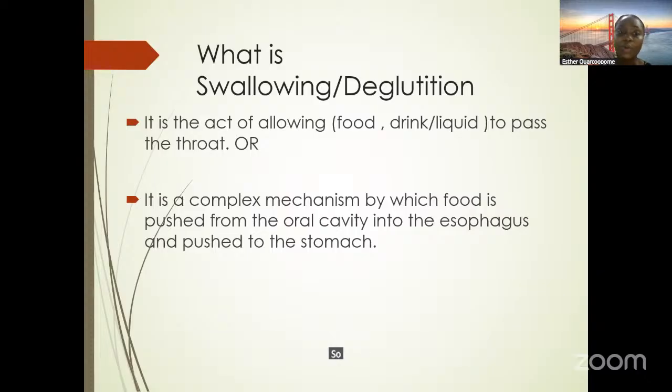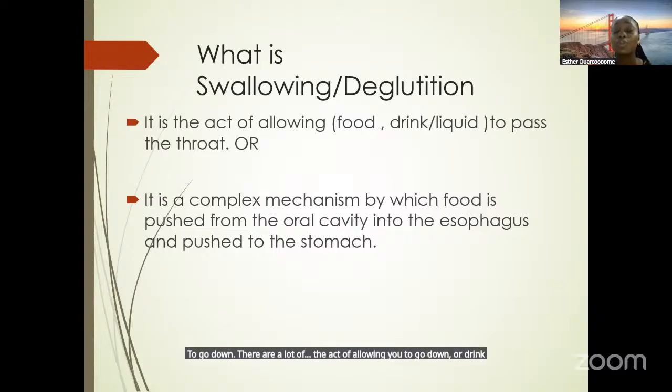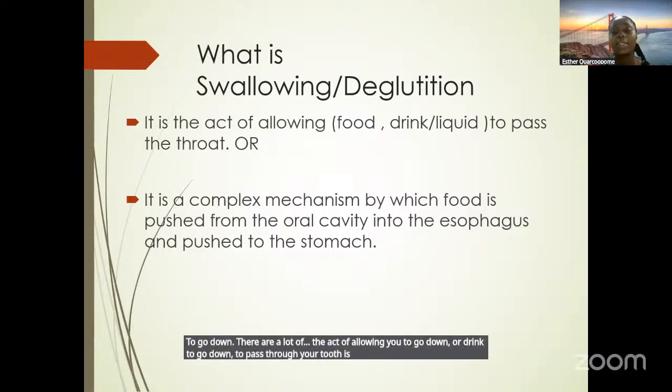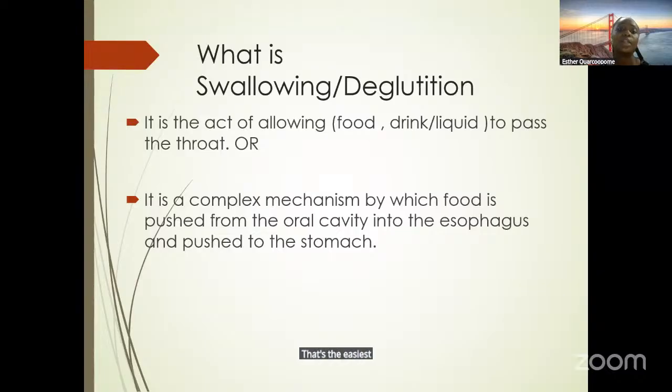So first of all, we know that we like to eat any food, our pizza, our drink, waakye, beans, and it goes down easily. So the act of allowing food or drink to go down, to pass through your throat, is just swallowing. That's the easiest way, or layman's way, to explain swallowing.